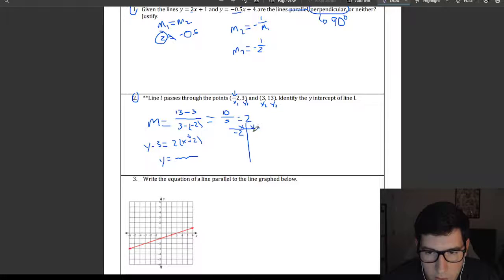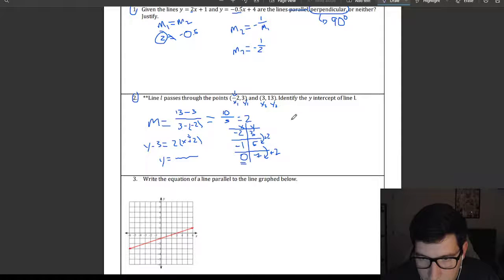And I know that the corresponding y value is 3. I know that my slope is 2, so if I then go to negative 1, I'm adding 2 to jump from here to here. So this is going to put me at 5. And again, adding 2 to make this jump here. And so my y-intercept, or where my x-coordinate is 0, is going to be 7.